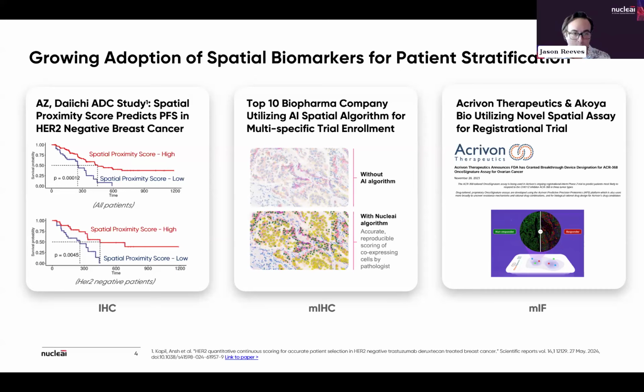It's happening across the board. We're seeing more and more leveraging of spatial biology as a tool for understanding the tissue and the tumor response to these targeted therapies. So if we walk from the left to the right, what we've seen is, for example, AstraZeneca and Daiichi have published how to use a spatial proximity score to predict response to Dato-DXd in HER2-negative breast cancer. And that using that biomarker has a potential for enriching patients that are responders compared to those that don't respond as well to the drug using an IHC.